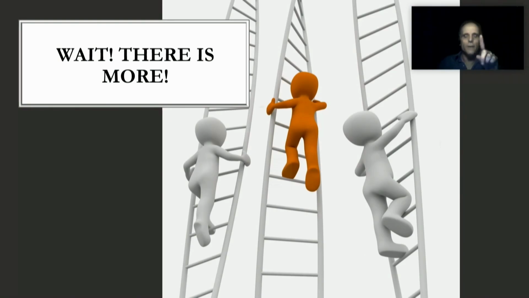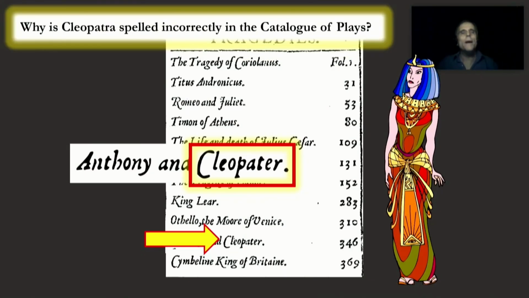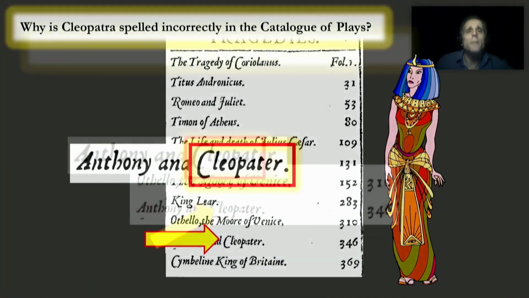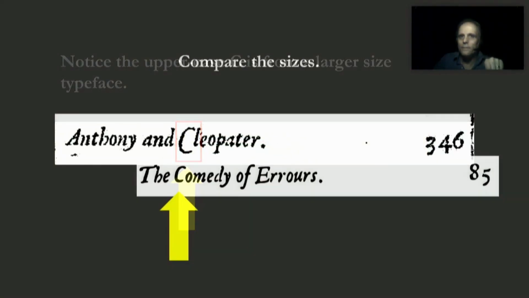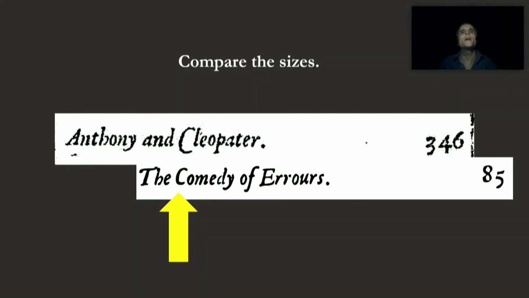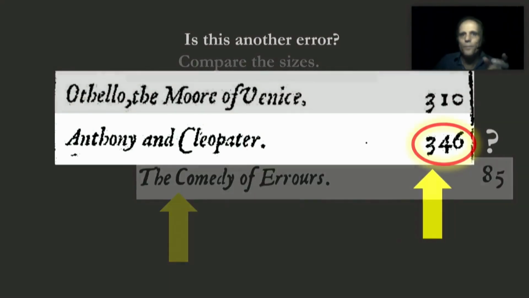Wait, there is more. Why is Cleopatra spelled incorrectly in the Catalogue of Plays? It is spelled Cleopater for some reason, and boy does she look miffed. Notice the uppercase C is from a larger size typeface. Compare that to the uppercase C from the Comedy of Errors. Notice the spelling mistake in the title for the Comedy of Errors.